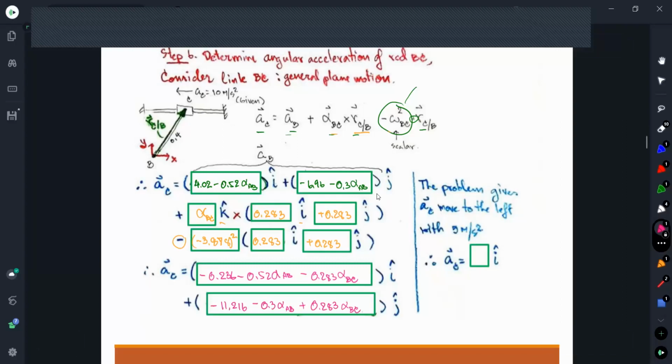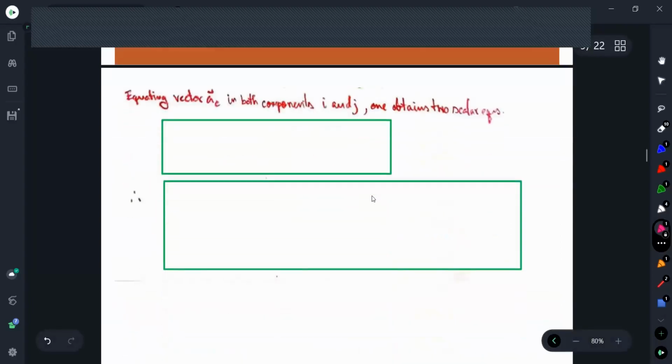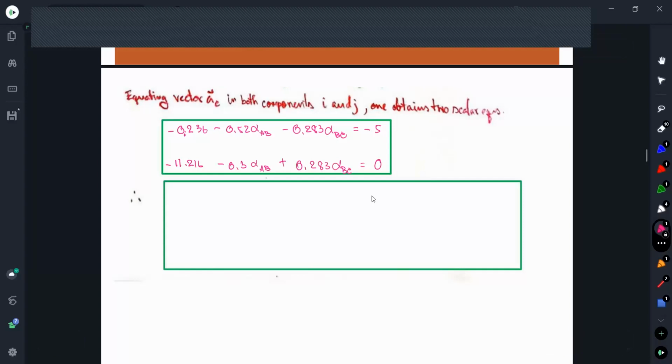And the problem gives us that a C is minus 5i. So then, equating this equation, we obtain first, minus 0.236 minus 0.52 alpha AB minus 0.283 alpha BC becomes minus 5. And for the second one, we consider the J component, that is minus 11.216 minus 0.3 alpha AB plus 0.283 alpha BC becomes 0. We solve these equations.